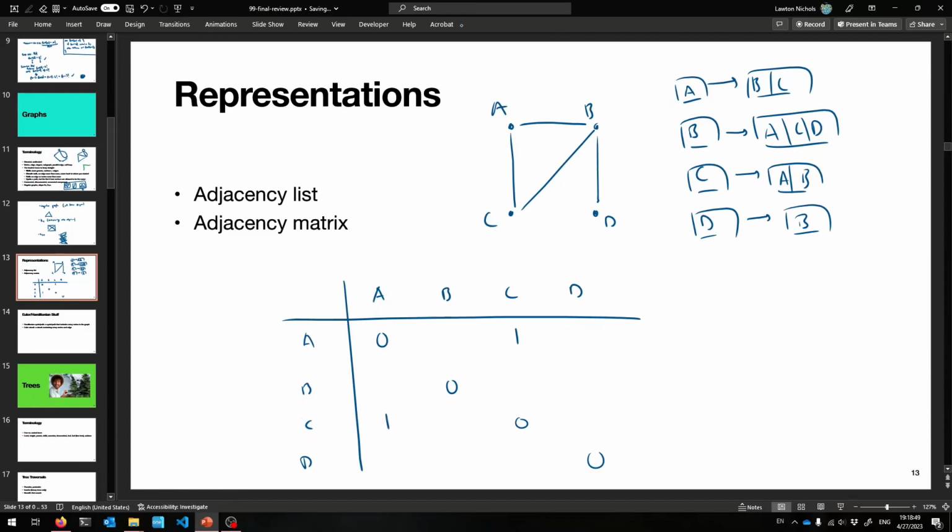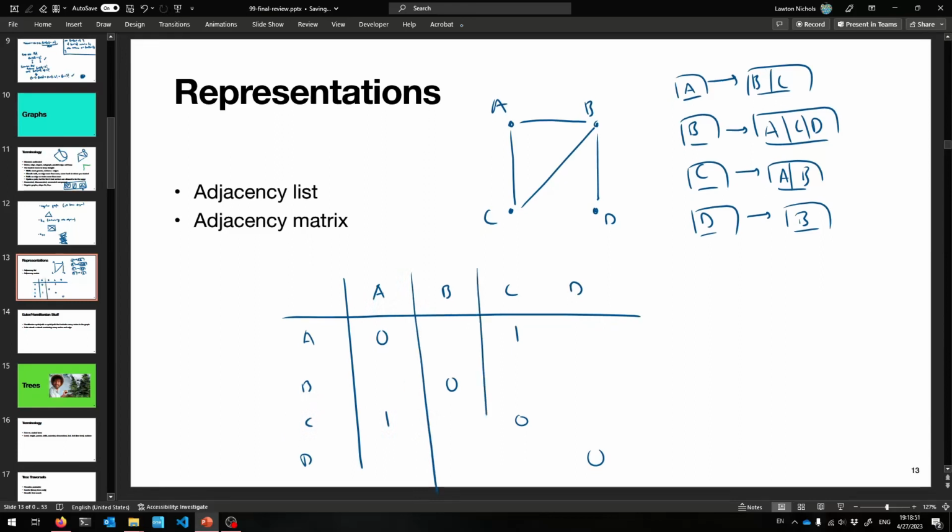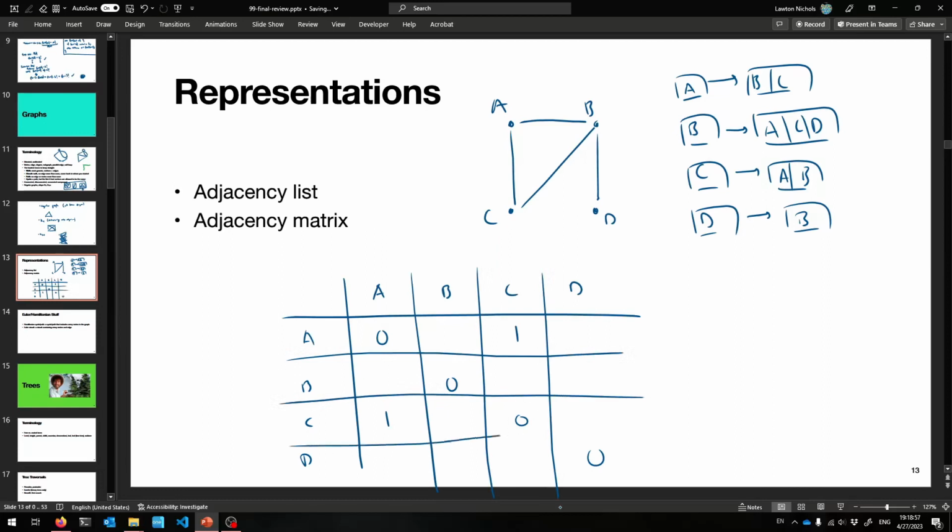And it might actually be easier to just draw some slashes here. Slightly better, I guess. Okay, what about the rest? So we have A and B. So from A to B and B to A, you got a 1.